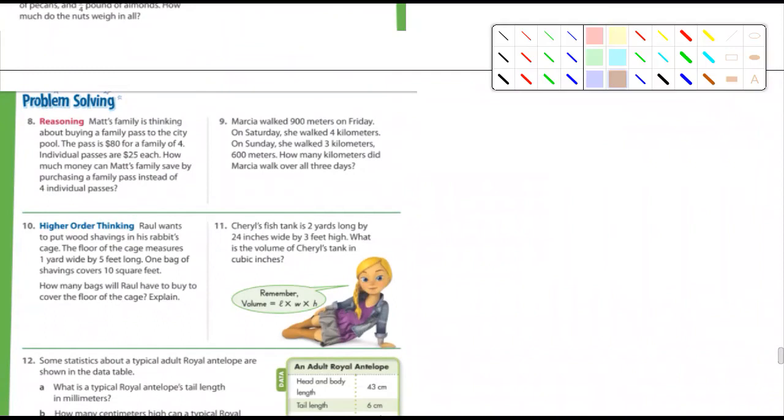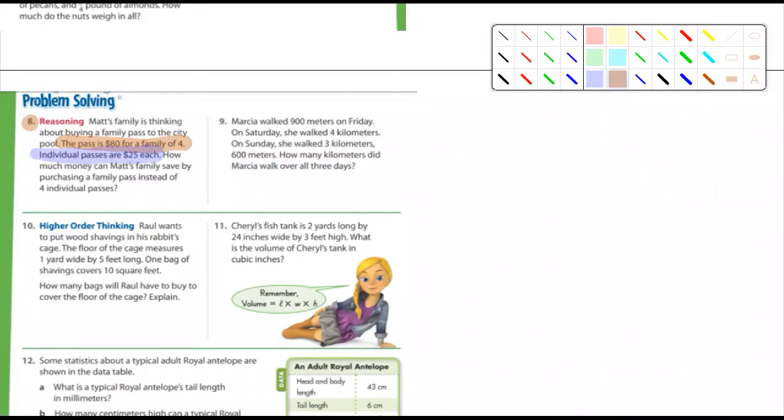Problem solving. Number 8, Matt's family is thinking about buying a family pass to the city pool. The pass is $80 for a family of 4. That's important information. Individual passes are $25 each. So 2 people, it would be $50. And it says, how much money can Matt's family save by purchasing a family pass instead of 4 individual passes? You guys can do that one.